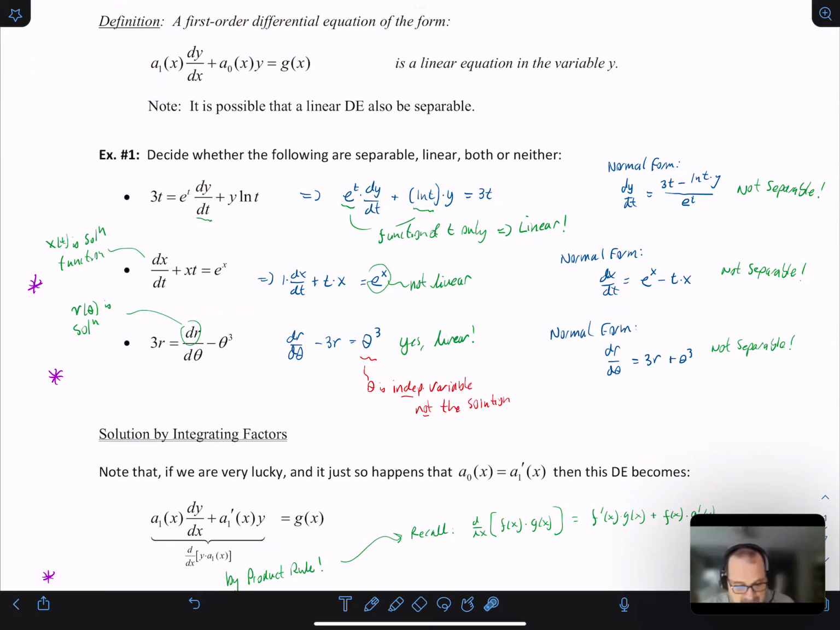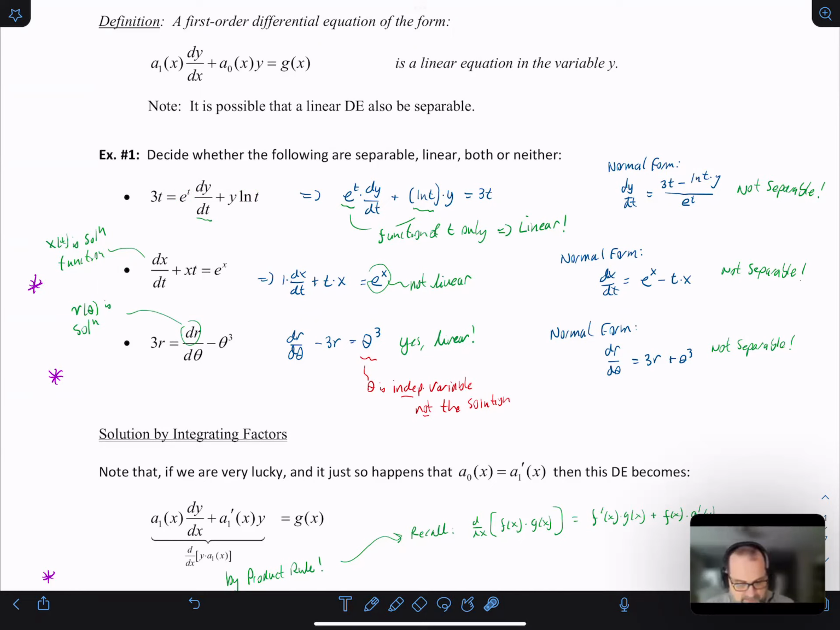Note that, yes, e to the t and ln of t from an algebra perspective are not linear, but we don't care about the t. T is only the independent variable here. It is not the unknown function. So you don't actually care whether those appear linear or not, only the y and its derivative dy dt. So the only other issue then is just recognizing what is the unknown function here.